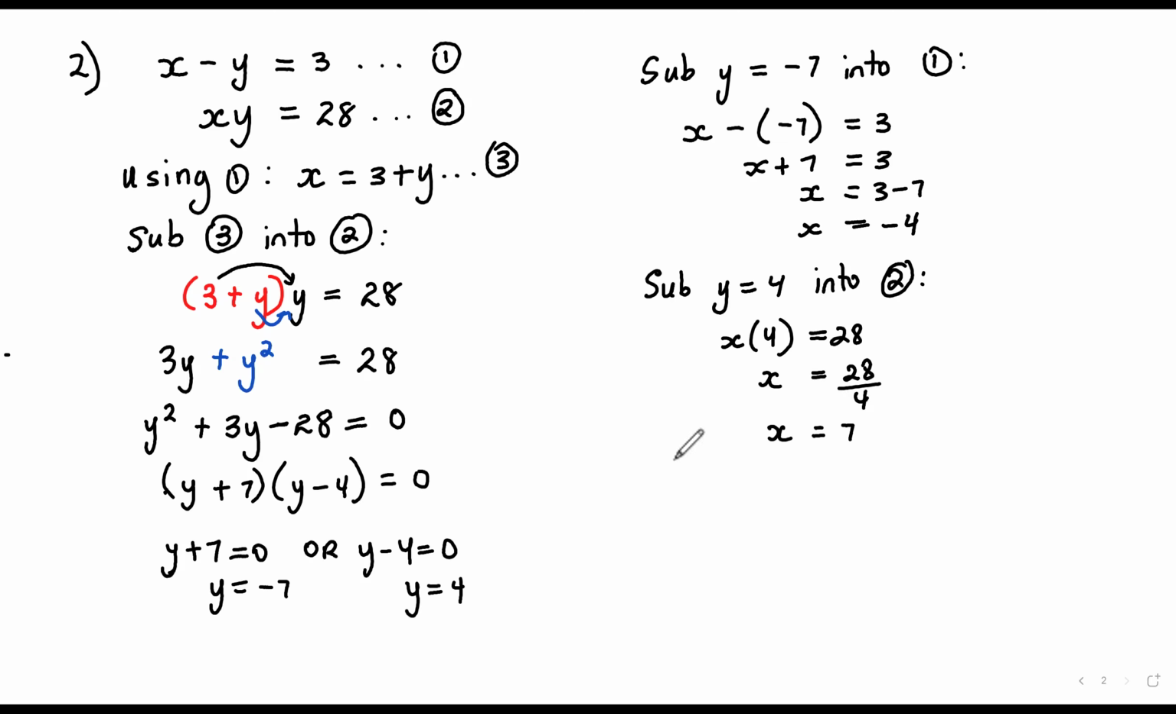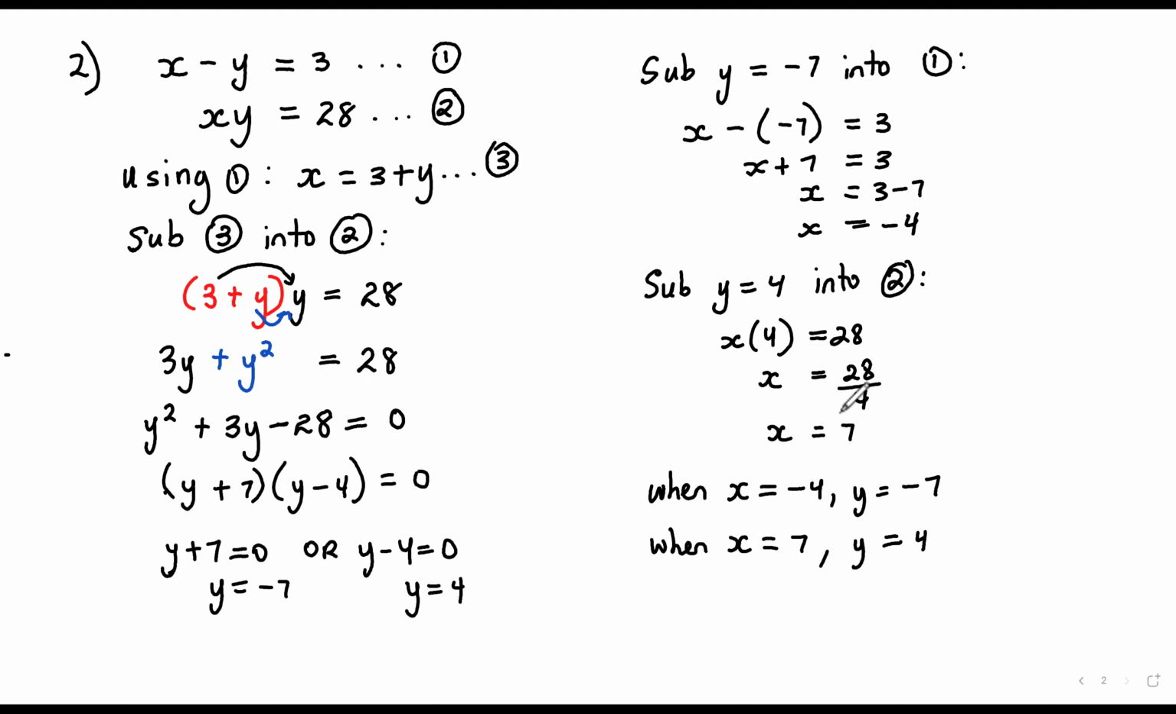All right, so the solution would be when x is equal to negative 4, y is equal to negative 7. What am I saying? Okay, yes, actually I could keep it like that. When x is equal to negative 4, y was equal to negative 7, right? And then when x is equal to 7, y is equal to 4.